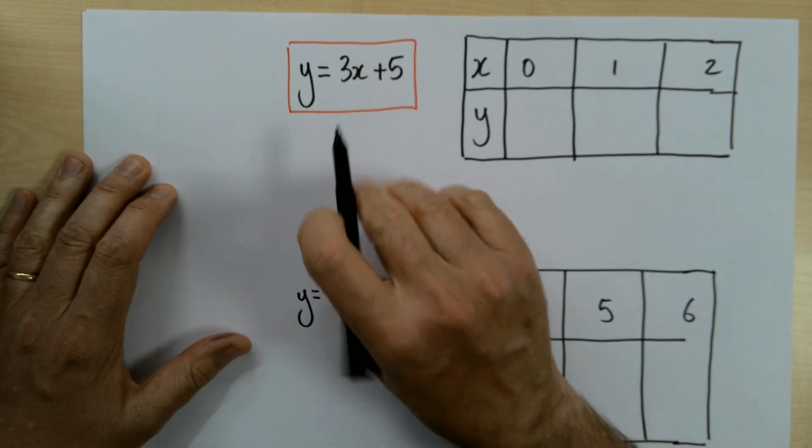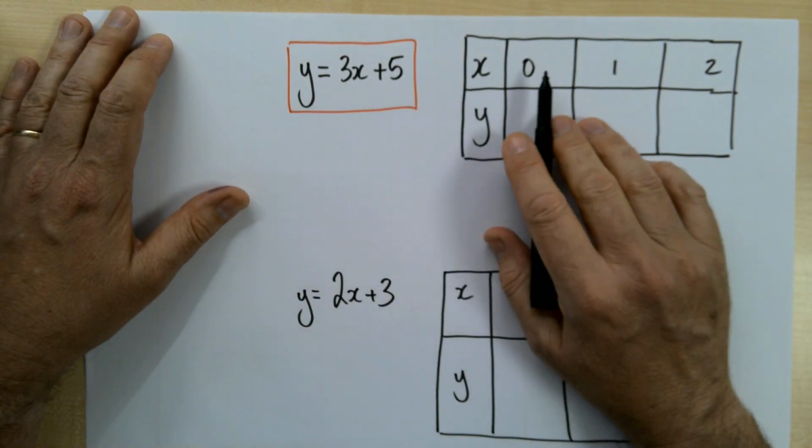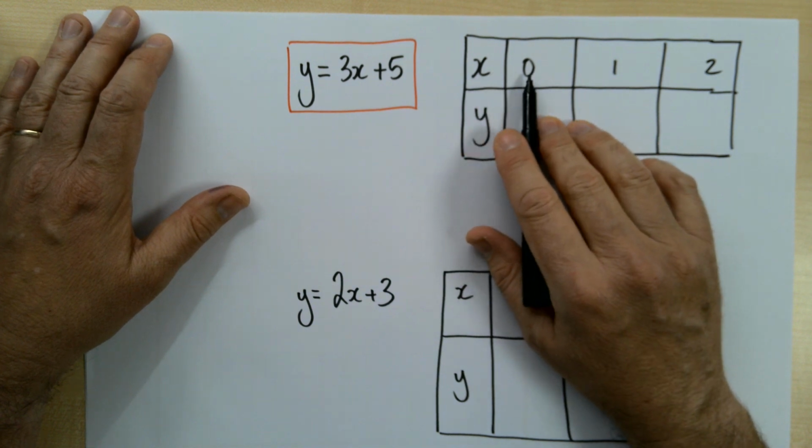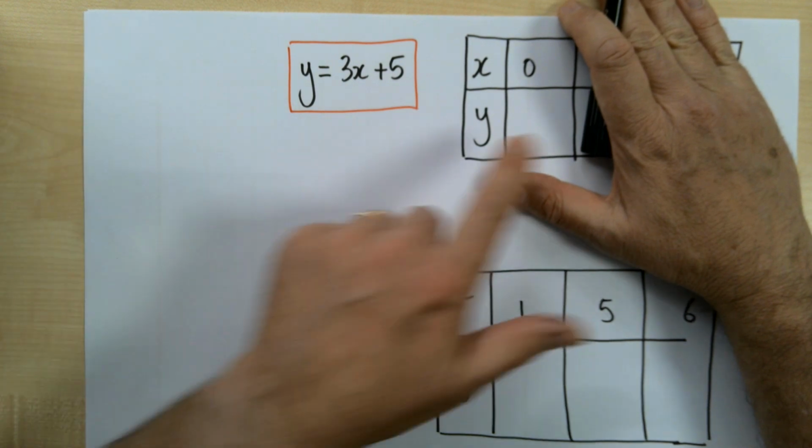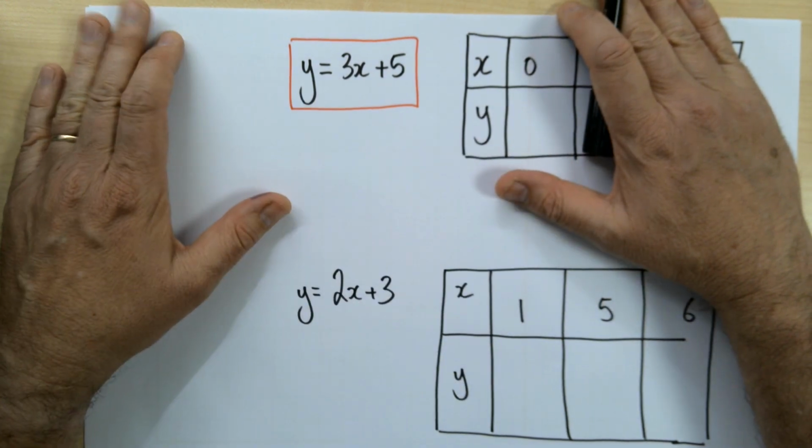So this is my equation. Let's look at the first one here. I've got x equals 0, so we're just going to work on that. We're going to forget the others for now and just work on this one here.